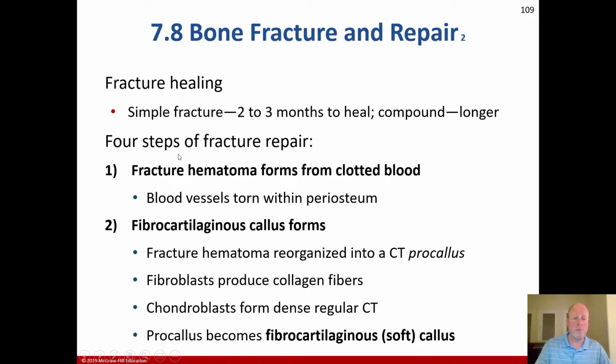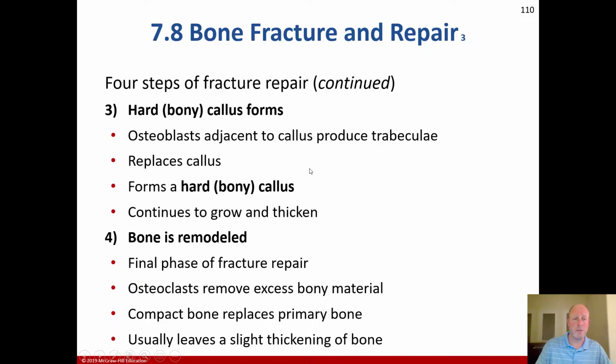That's important to note. Four steps of fracture repair. First, a fracture hematoma forms from clotted blood, as blood vessels are torn within the periosteum. Second, a fibrocartilaginous callus forms. The fracture hematoma is reorganized into a connective tissue procallus. Fibroblasts produce collagen fibers. Chondroblasts form dense, regular connective tissue. And the procallus becomes the fibrocartilaginous or soft callus.